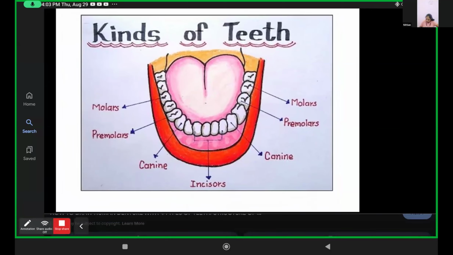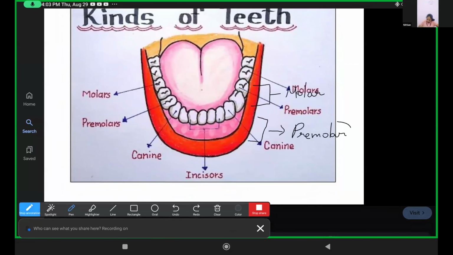The ones that are right in front are known as incisors. After the incisors, the pair on both sides are canines. Then after that we have premolars, and right at the back we have the broad ones, the molars.